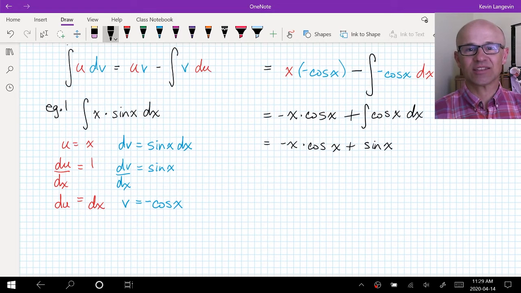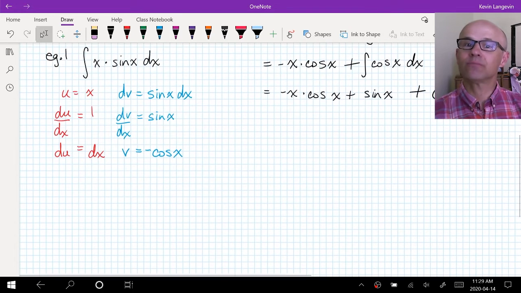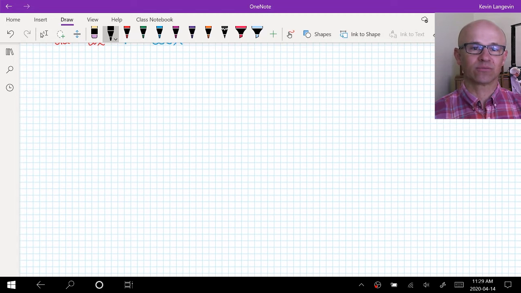We simplify this a little bit. We see that we've got an integral of cos x to take, and that's fairly straightforward. Make sure you add on your plus c.